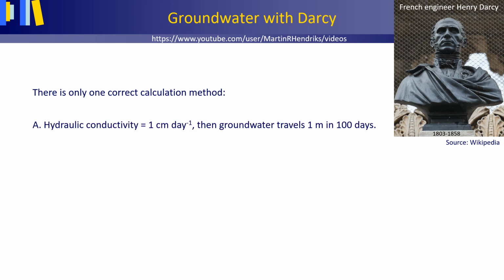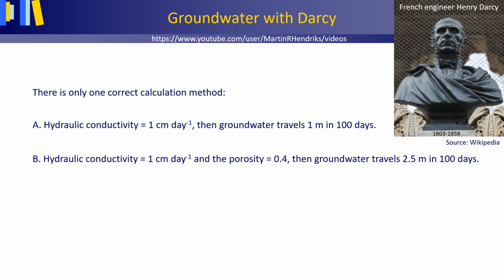A. The hydraulic conductivity is 1 centimeter per day, then groundwater travels 1 meter in 100 days. B. The hydraulic conductivity is 1 centimeter per day and the porosity, which is the maximum volume fraction of water in the subsurface, is 0.4, then groundwater travels 2.5 meters in 100 days.